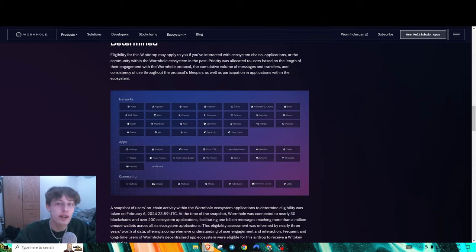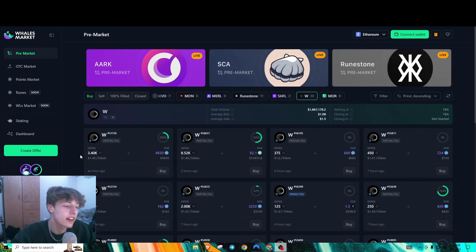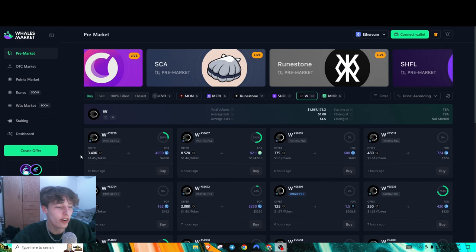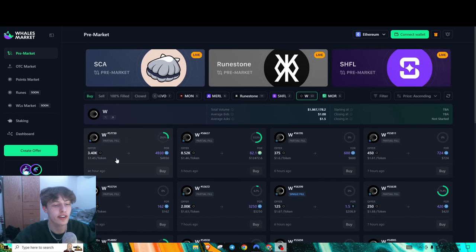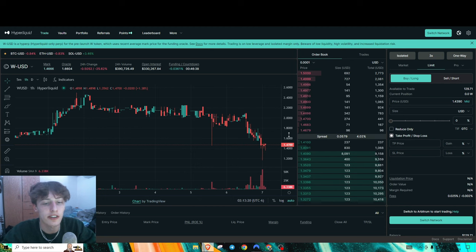And at pre-market prices, so currently on Whales Market, the price for Wormhole tokens is about $1.45 is the lowest ask, and very similar to what is on Hyperliquid, as pre-market is going for about $1.47.